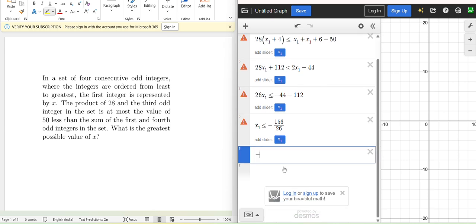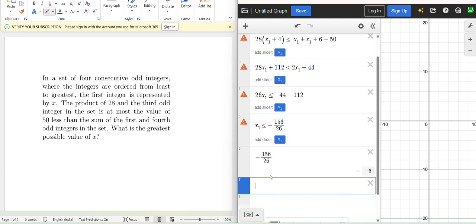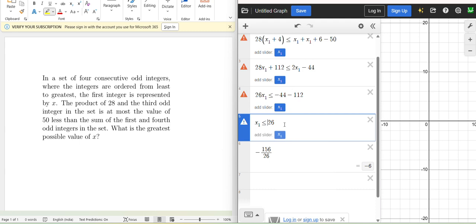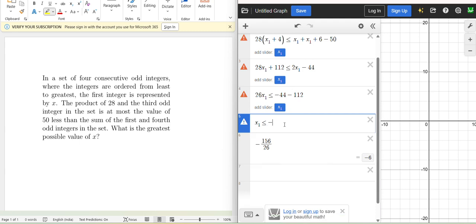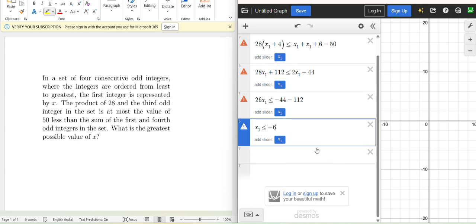Now what is the value of minus 156 upon 26? As you can see, it will be minus 6, so I'll directly write minus 6. I hope you understood up to here.